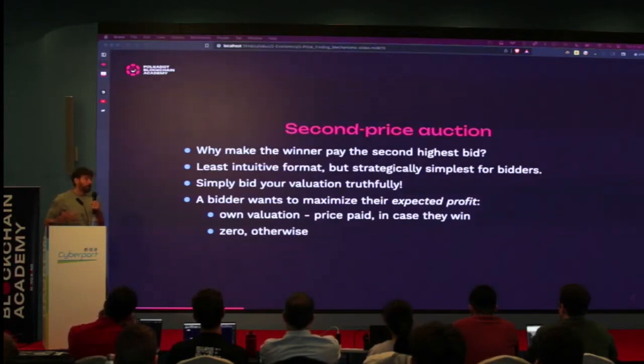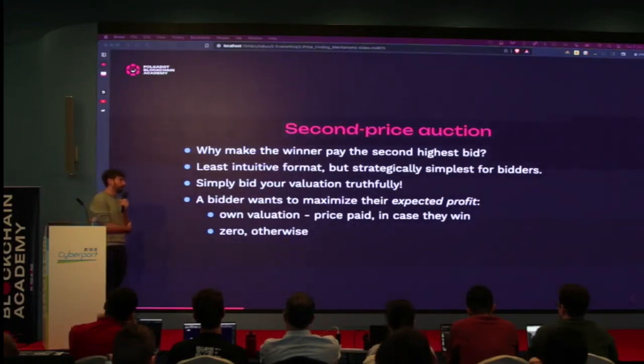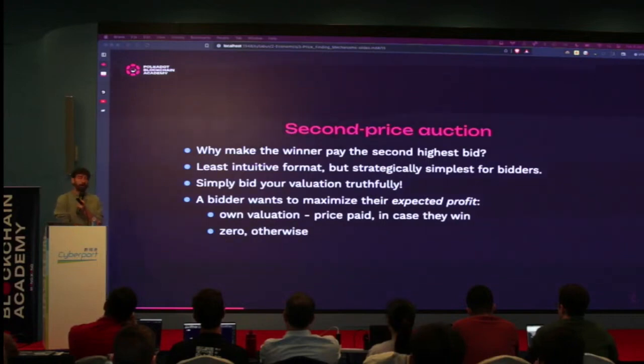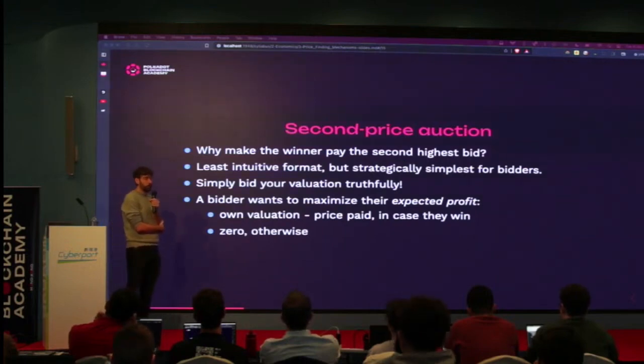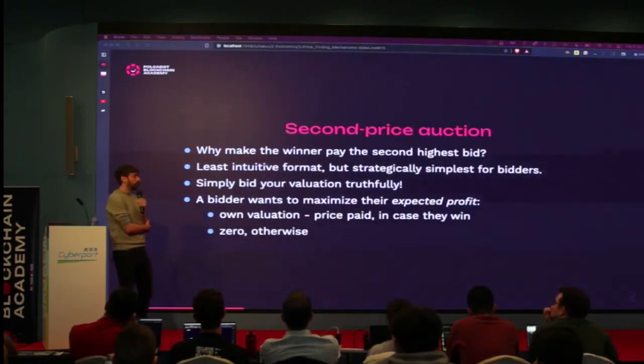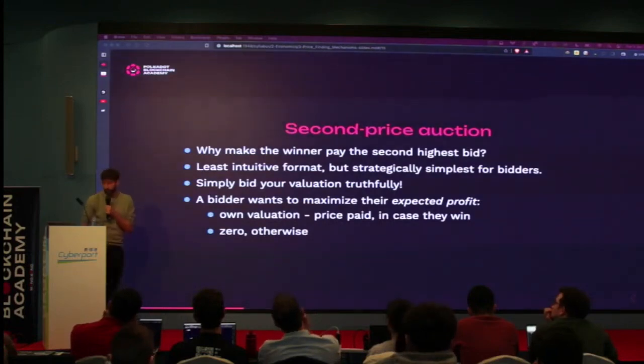And a bidder generally, and that is, I think, also quite intuitive, wants to maximize their expected profit, right? That is their own valuation, so whatever that thing is worth to you, minus the price paid, and that should ideally be a surplus. So you want to pay less than how much you value the good, because otherwise, if you pay exactly what you value the good, you have a profit of 0. So you want that distance to be as big as possible.